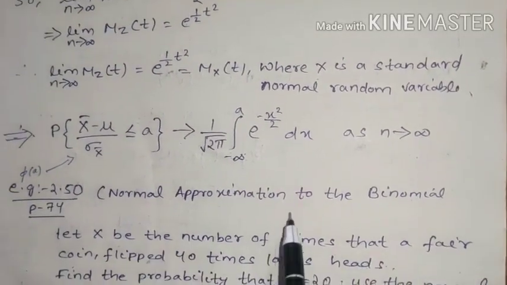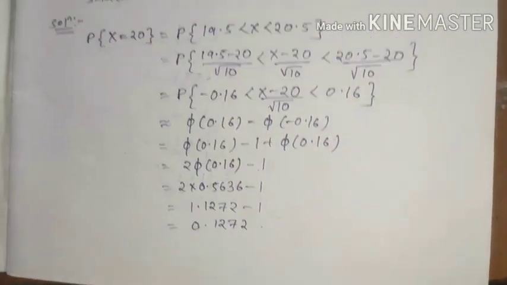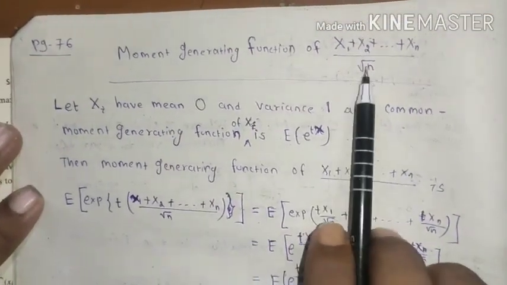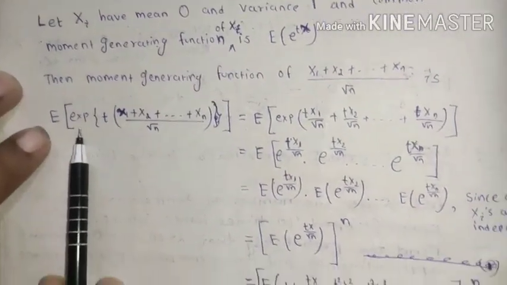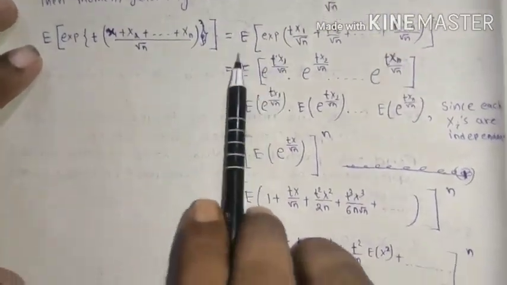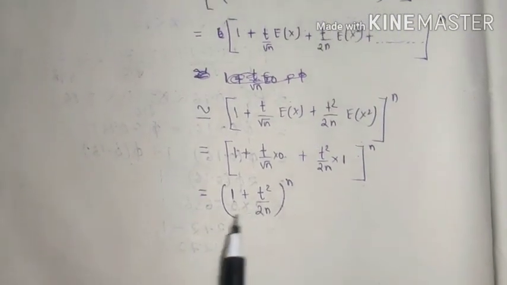Next one is the normal approximation to the binomial distribution, and it is very simple. Moment generating function of x1 plus x2 up to xn by root n. We have to find the expectation of the exponential of this, and one by one we put in the formula, and we get 1 plus t square by 2n, whole to the power n.